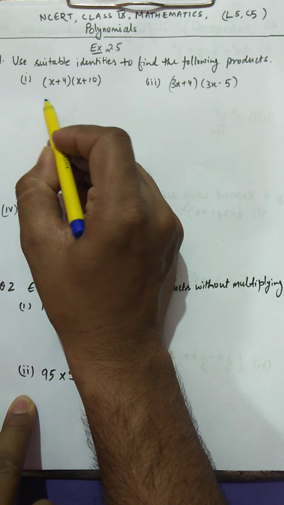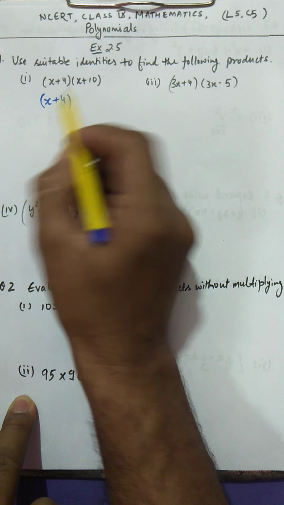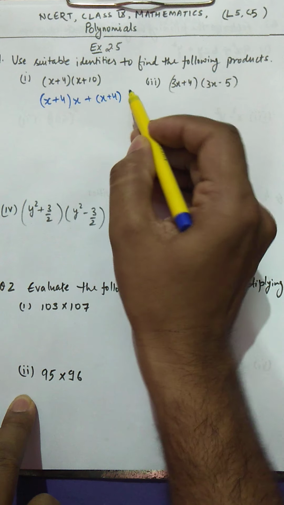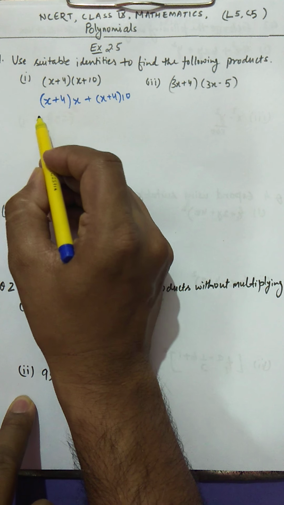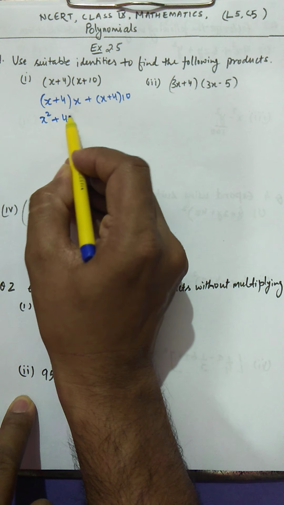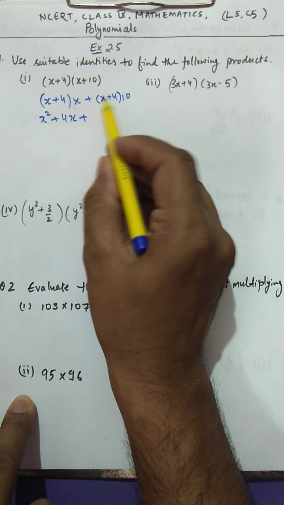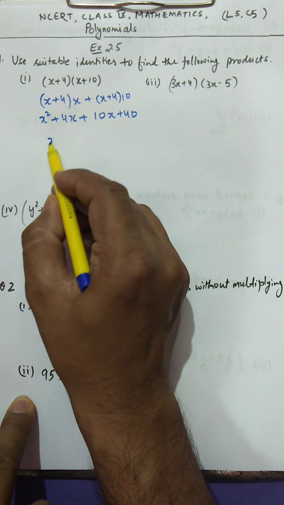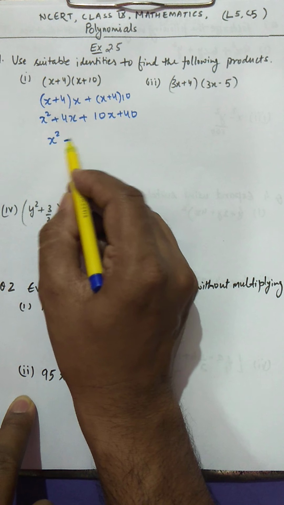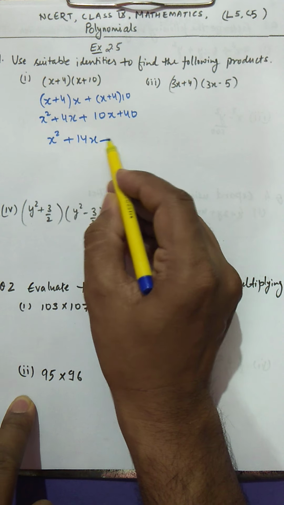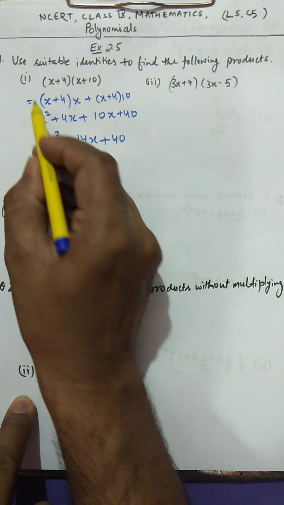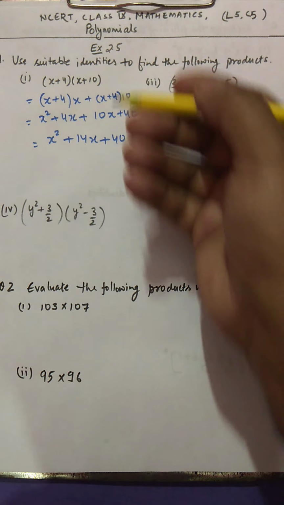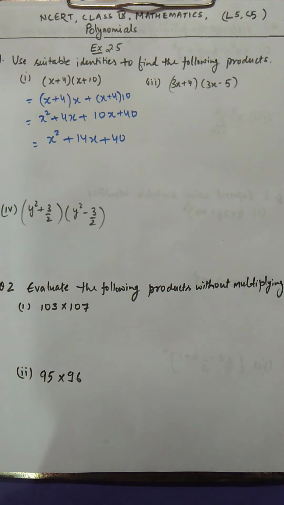So this will open like x plus 4 into x and x plus 4 into 10. So open this: this is x square, this is 4x, and open this using distributive property again, 10x plus 40. So your answer will be x square, this is 14x and plus 40. So this way you can use the distributive law to open these brackets.